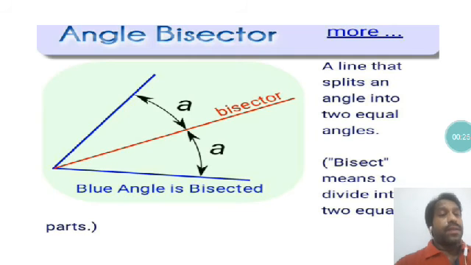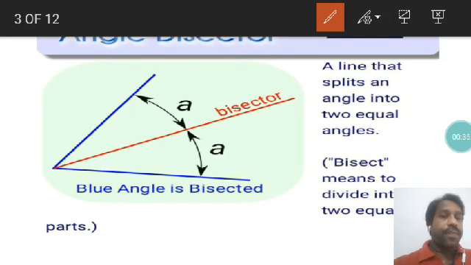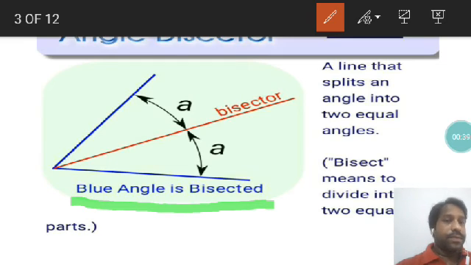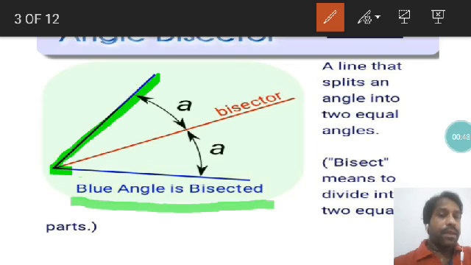What are we going to study in this? First of all, the thing that we'll study here is angle bisector. Okay, what is angle bisector? It is written here. Even then, you see one time. Here in this figure, the blue angle is bisected. Okay, where is the blue angle? Here is that blue angle.